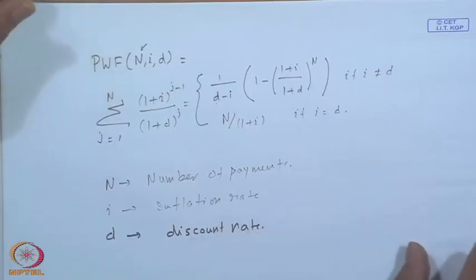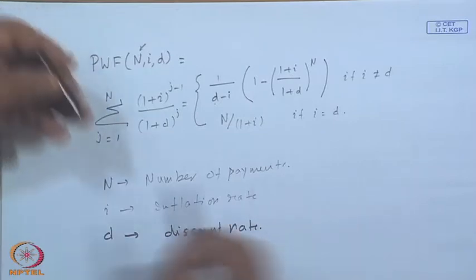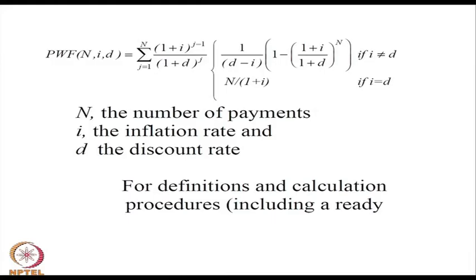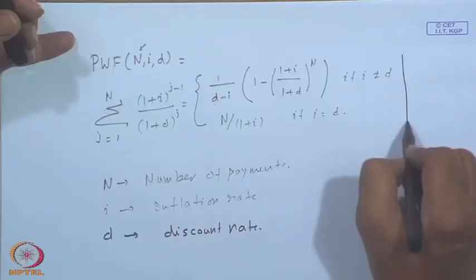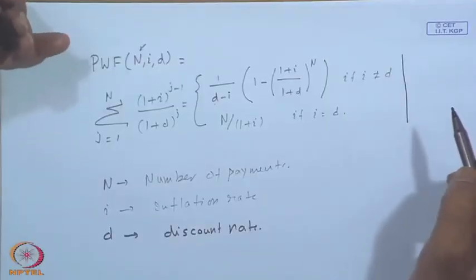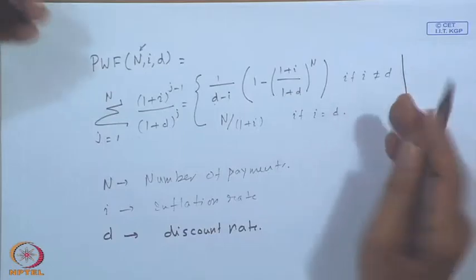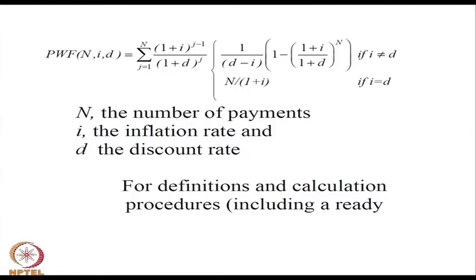So as I was pointing out, the inflation rate and discount rate could be similar order of magnitude, at least. That is borne out by the fact that this present worth factor is given if I is equal to D and if I is not equal to D. Now, I am sure still these terms will be a little unfamiliar to you.